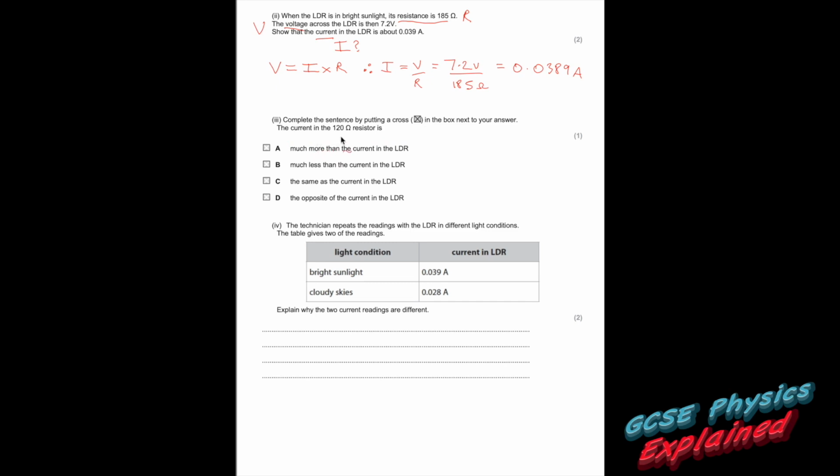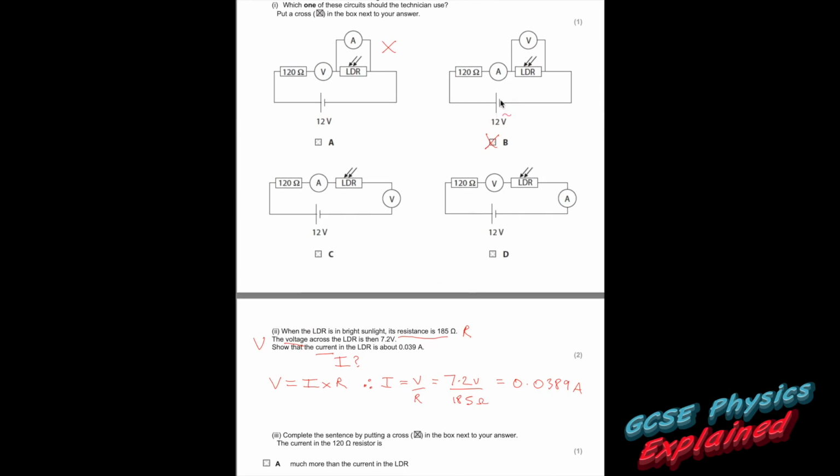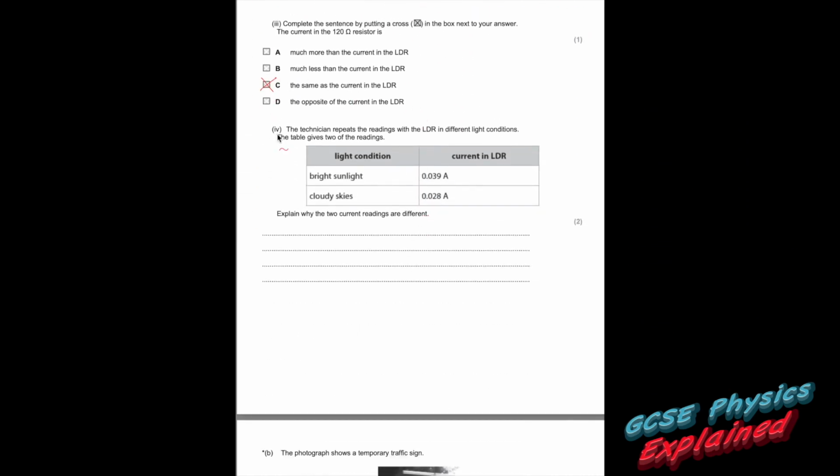The current in the 120 ohm resistor is much more than the current in the LDR, much less than the current in the LDR, the same as the current in the LDR, or the opposite of the current in the LDR. Don't even know what that means. Right, let's have a little look. Well, it's a series circuit, and we know that the current in a series circuit is the same everywhere, so it's going to be the same. The current in the 120 ohm resistor will be the same as the current in the LDR, which is C.